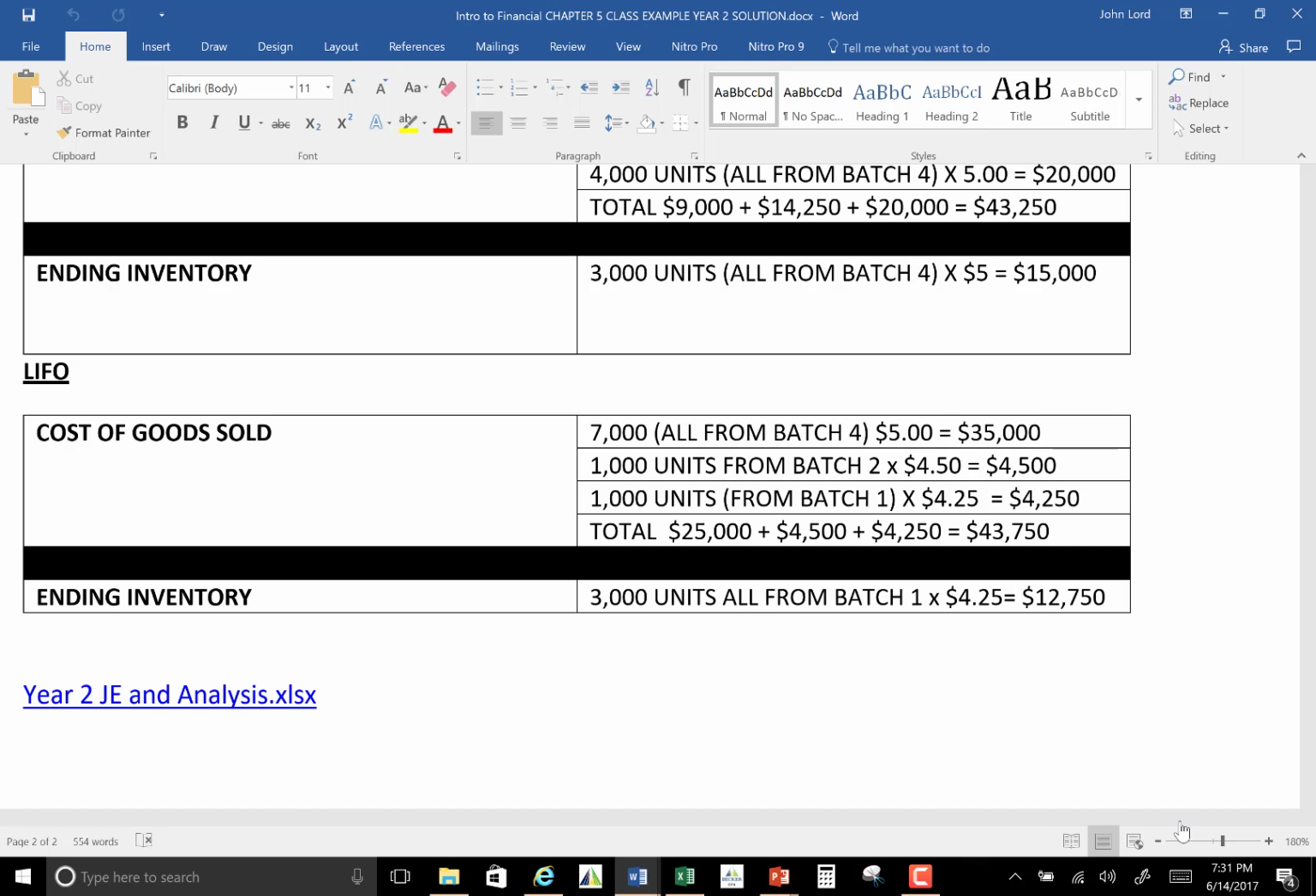Now remember, at the end of last year, what had happened? I had sold 1,000 of the batch 2 ones and all the batch 3 ones, right? So I've still got 1,000 of those batch 2 ones left, don't I? So I take the 1,000 of those batch 2 ones at $450, that's $4,500. And now I've got 1,000 that I'm going to have to sell from batch 1 of last year to bring me up to the total of 9,000. 7,000 all from this year, all of the ones from batch 2 that were left from last year, and now I'm going to grab 1,000 of those 4,000 that were left in batch 1 from last year under LIFO. And then my ending inventory is 3,000, all the batch 1 ones from last year at $425.